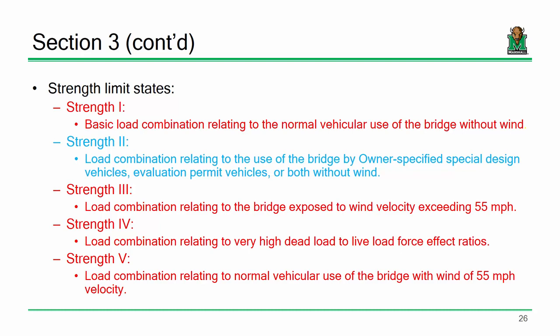What does Strength 2 say? Strength 2, load combination relating to the use of the bridge by owner-specified special design vehicles, evaluation permit vehicles, or both without wind. The idea is this is the code's way of saying if you're Kentucky, or Nebraska, or wherever, and you've got to use a heavier vehicle, use Strength 2. That's basically what it's saying. And usually state specifications that use heavier vehicles, this is essentially what they're doing. Sound good?